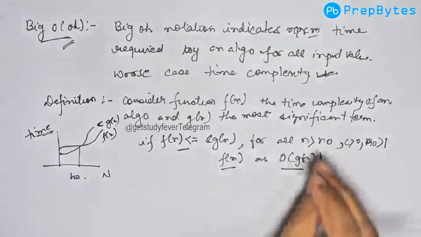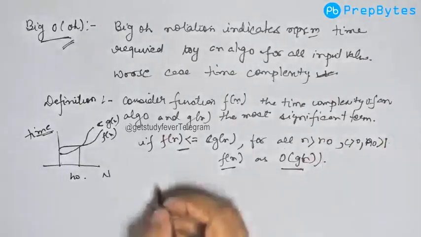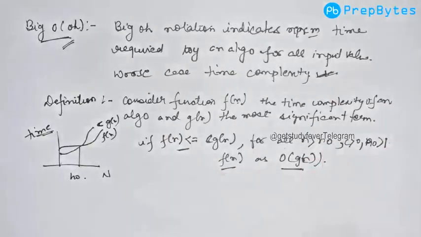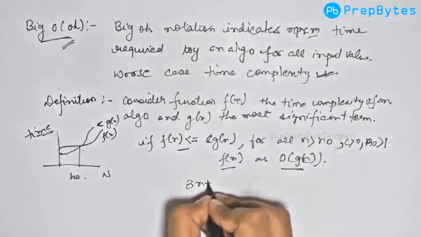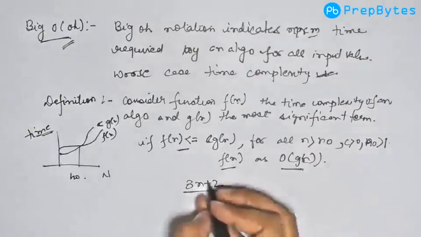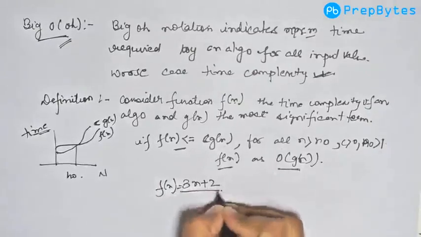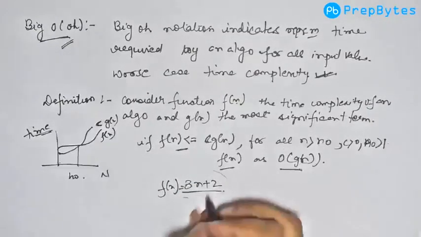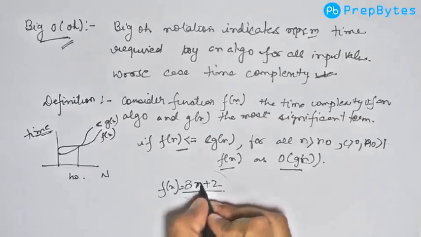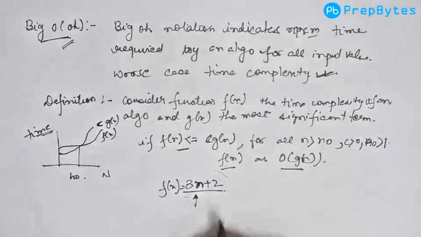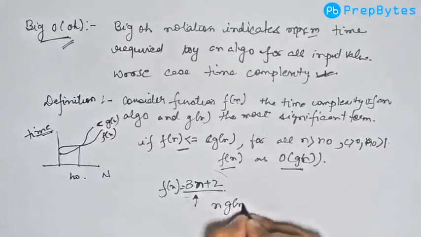Okay, let me try to explain what this is saying. Let's take an example. Let's say this is the time complexity. Then f(n) in this case will be 3n plus 2. This is the f(n), and g(n) in this case will be n, because this is the most significant term. So this is the g(n).